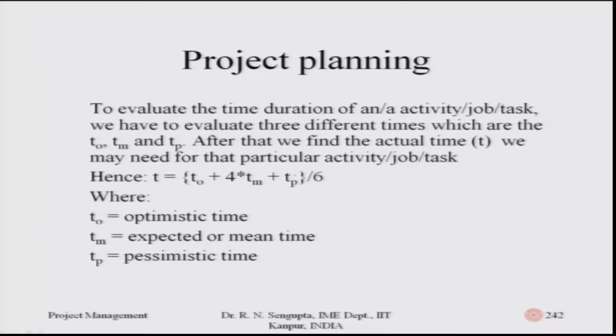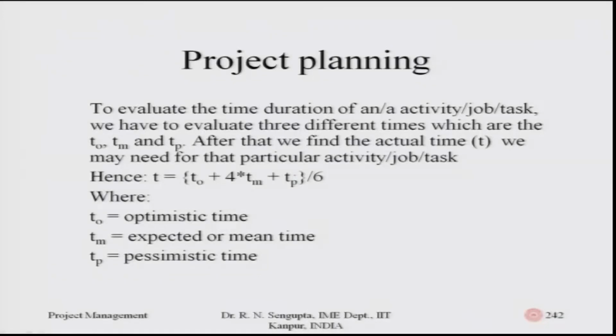To evaluate the time duration of an activity or job, we have to evaluate 3 different times, which are given as: T suffix O, T suffix M and T suffix P. If you remember a few classes back, I have been mentioning optimistic time, pessimistic time and the average time, time and again. These are what I meant by T suffix O, T suffix M and T suffix P. TO is the optimistic time, considering that all the resources are being optimally utilized. TM is the expected or the mean time and TP is the pessimistic time.